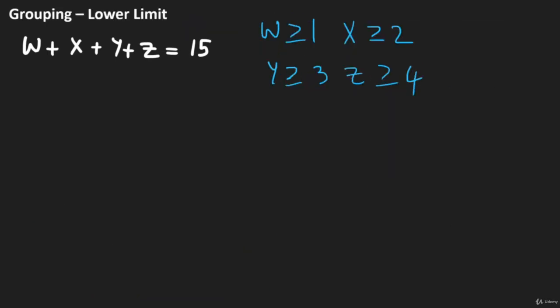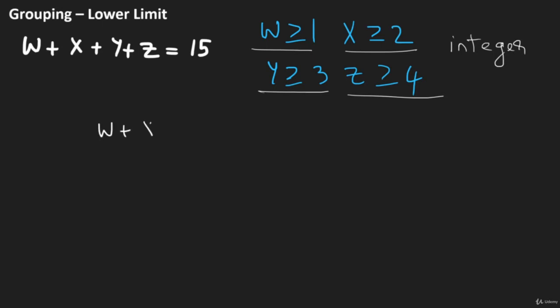Let's do a question. W plus X plus Y plus Z is equal to 15, and it is mentioned that W has to be greater than or equal to 1, X has to be greater than or equal to 2, Y has to be greater than or equal to 3, and Z has to be greater than or equal to 4. And we have to find integer solutions. Alright, now pause the video, give it a try, and then let's do it together. Alright, we are back. I hope you have given it a try.